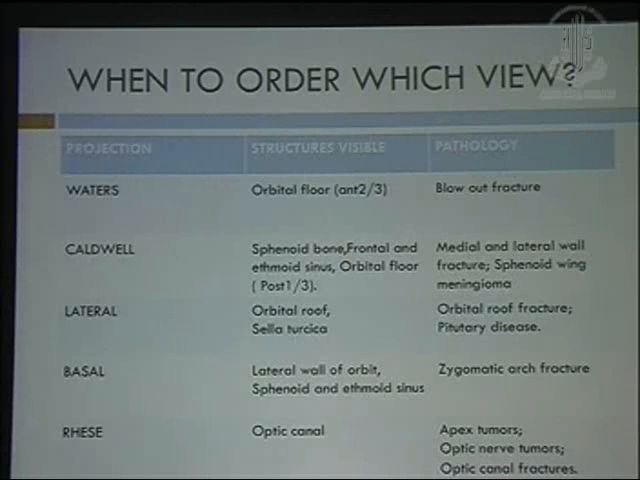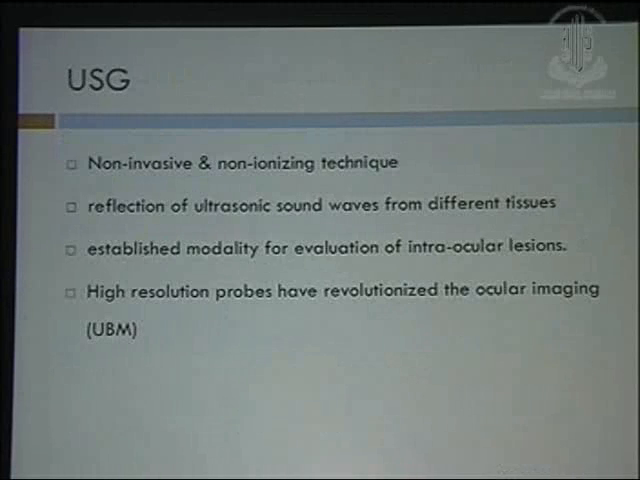And another one which I would like to tell you about is the lateral view. As I had mentioned here, it can pick up pituitary disease, because if the sella turcica is enlarged, you can see that on the lateral view. You might be able to see the sella turcica, and if there's a mass lesion sitting over there and it has enlarged the sella, you can pick it up on the simple X-ray itself before going into a CT scan or an MRI.